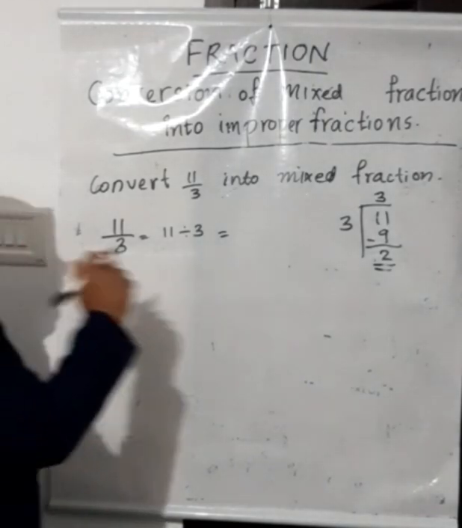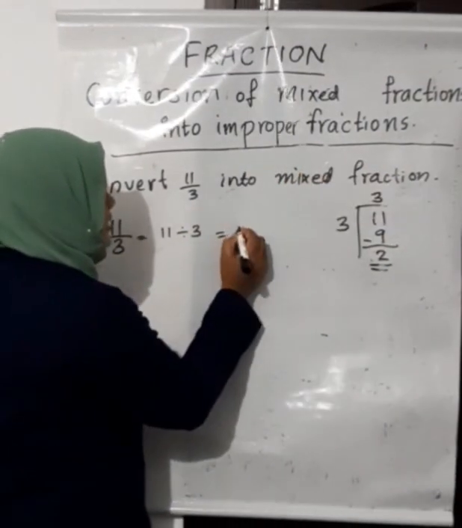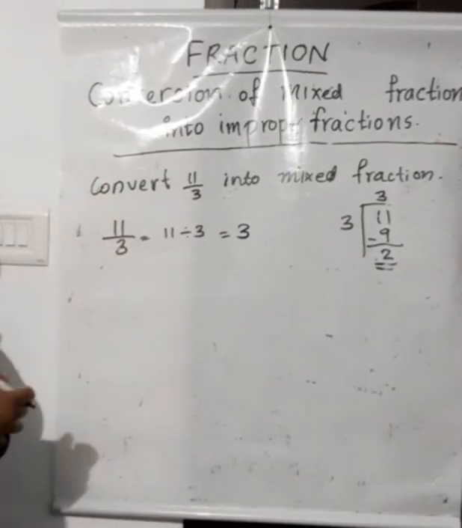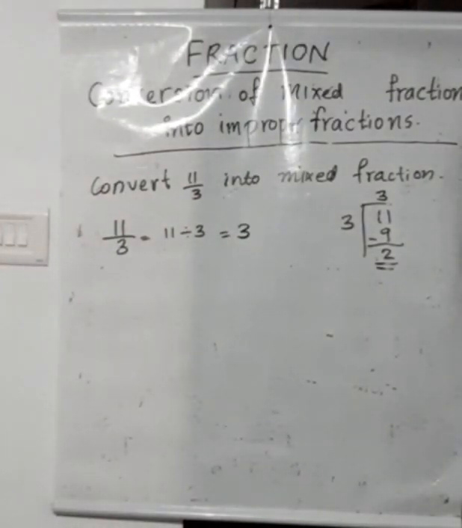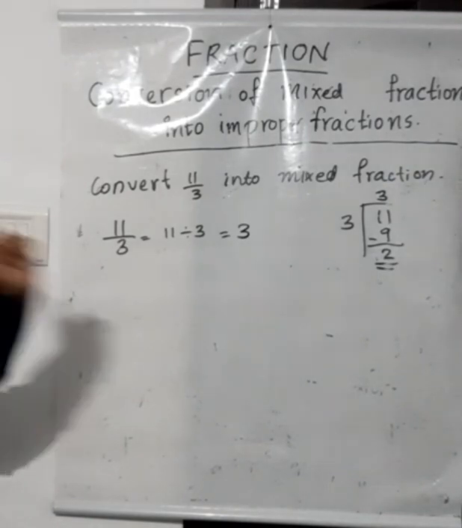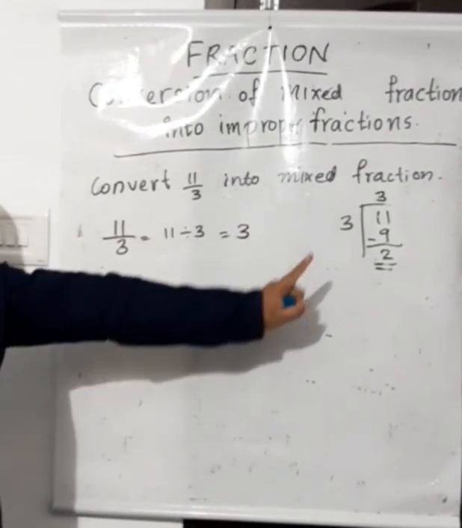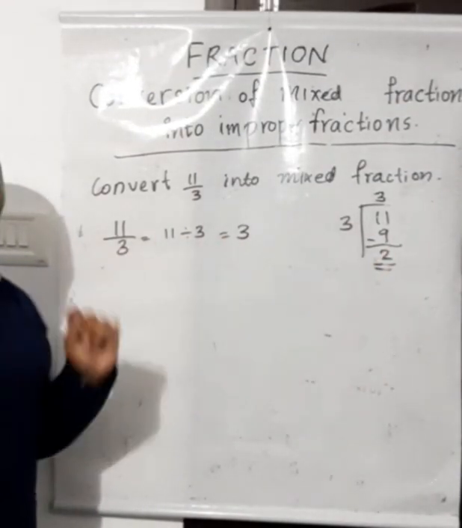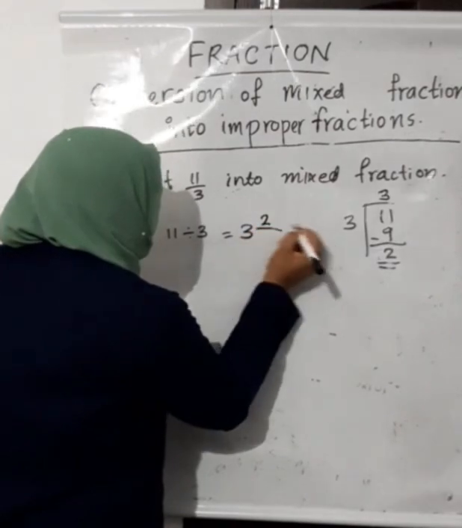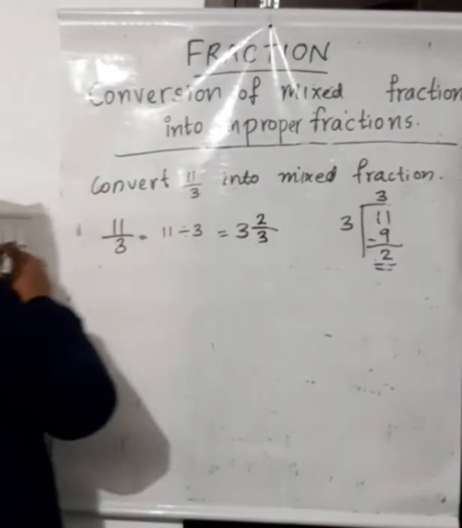Yes, we have to write the quotient as the whole number. What should we write the quotient as? As the whole number, isn't it? Then what will be the numerator of the mixed fraction? Yes, the remainder should be the numerator and the divisor will be the denominator.